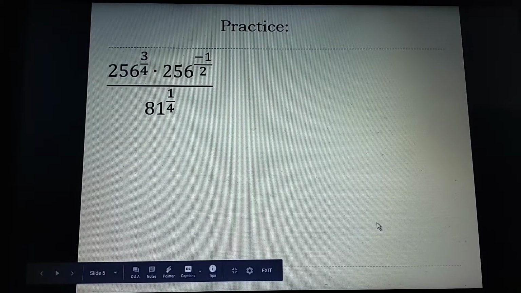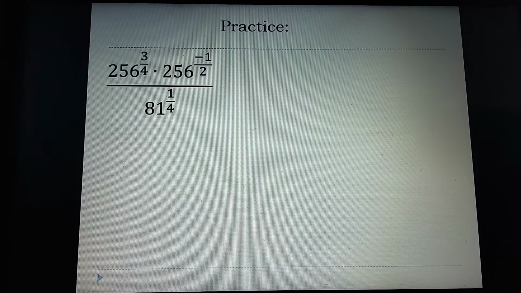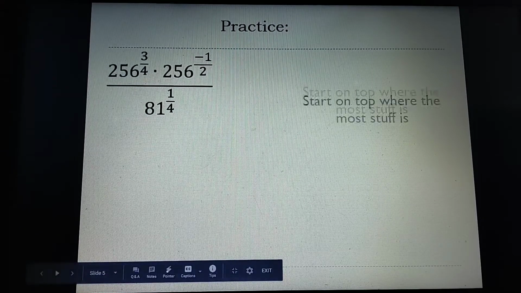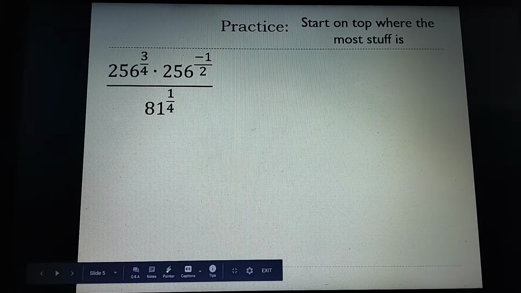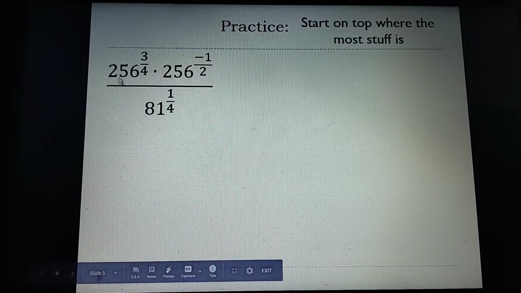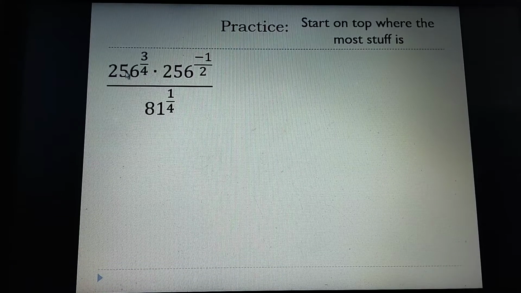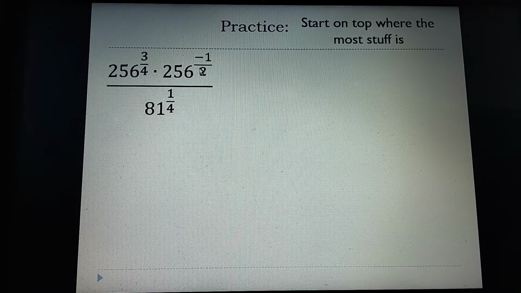Okay, now you're going to have some problems like this that are definitely going to look scary, but I want you to just take it apart. So when you have a problem like this, start where the most stuff is. In this case, it's on the top. Now, we're going to look at the situation that we have here. First, we're going to check out our bases. Are our bases the same? Yes, they're being multiplied. So that means you keep the base, add the exponents.